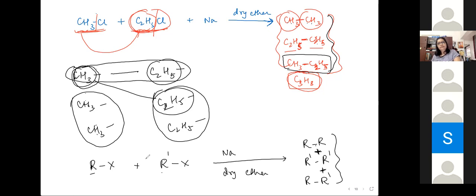Correct? Simple. Once you get the hang of it, take away the X part of it, and whatever is remaining, just join them all, like R R, R dash R dash, or R R dash. And instead of R getting doubled, we can just find different permutations of combining R with R, then R with R dash, and so on.